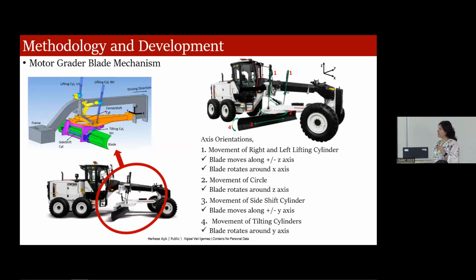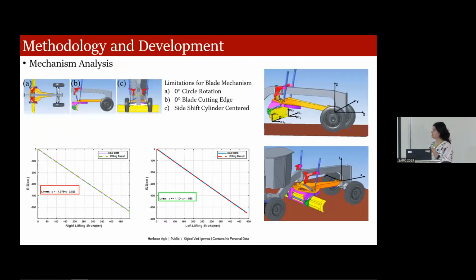The motor grader blade mechanism has 6 hydraulic cylinders and a hydraulic motor. You can see the axis orientations for the blade movement with the movement of the hydraulic equipment. The blade mechanism has different orientations, and to control the level, the focus point is to control the lifting cylinders.